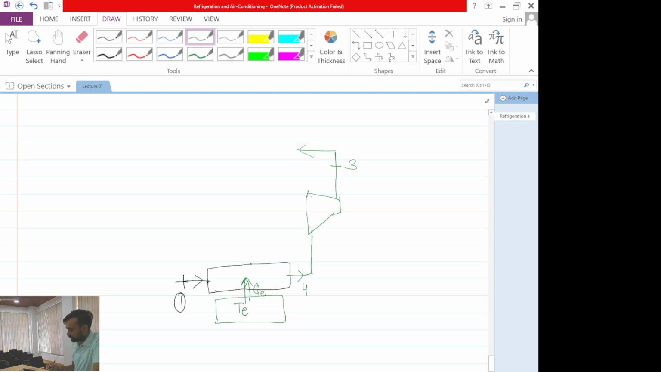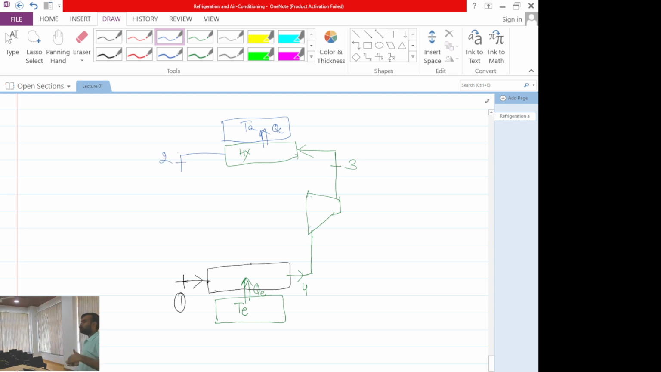After this, when I have come from 2 to 3, I have added heat. Now I have to go from 3 to 2. What do I need to do? Remove the heat. So again I will be using a heat exchanger, and from this heat exchanger I have to remove the heat. So QC amount of heat is removed. Then I have come to state 2.